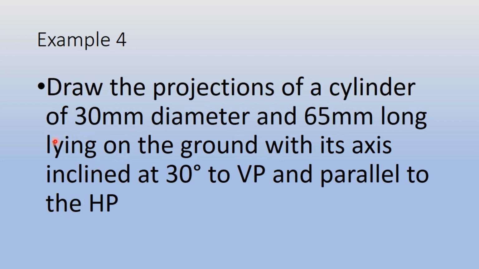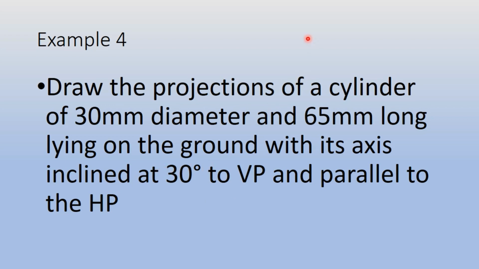But here the most important thing to note is the instruction, lying on the ground. This is very important. Now the cylinder is lying on the ground. That means it is not perpendicular to HP. It is lying. Its axis is inclined at 30 degree to the VP and parallel to HP. This means there will be an inclination with respect to the vertical plane and it will be parallel to the horizontal plane. Anyhow, it is lying on the HP. That itself means it will be parallel to the horizontal plane.